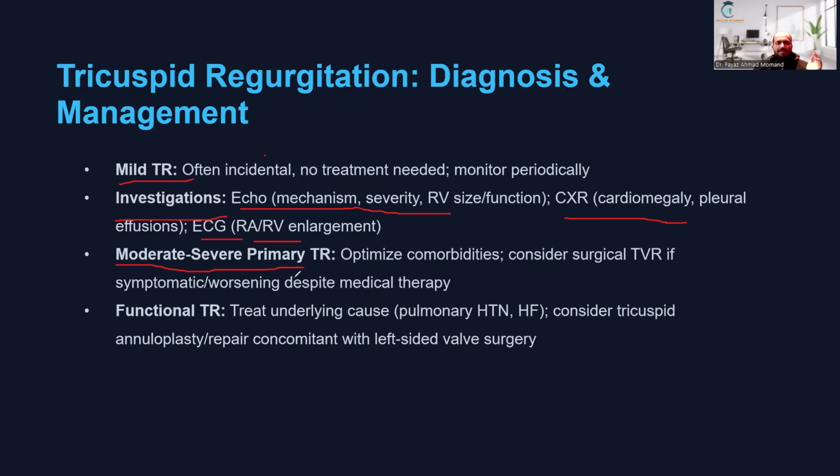For moderate to severe primary tricuspid regurgitation, usually we try to optimize patients' comorbidities and we consider surgical treatment if the patient is getting worse despite medical therapy or symptoms are not improving. For functional regurgitation due to failure of the heart, we try to treat the underlying cause, such as pulmonary hypertension or the heart failure. We can consider tricuspid repair or annuloplasty with left-sided valve surgery, whichever is causing the symptoms.